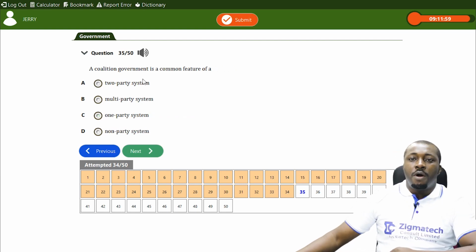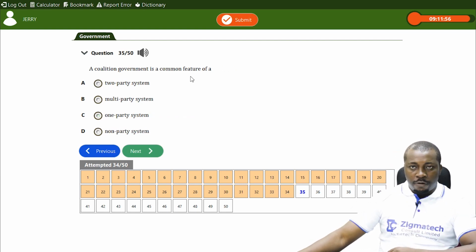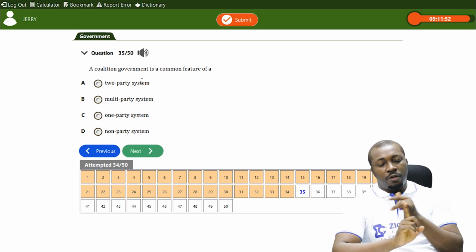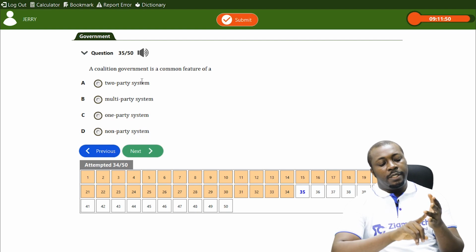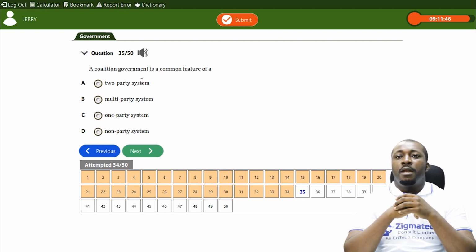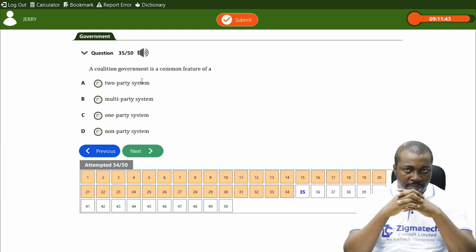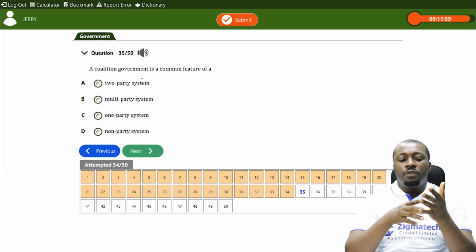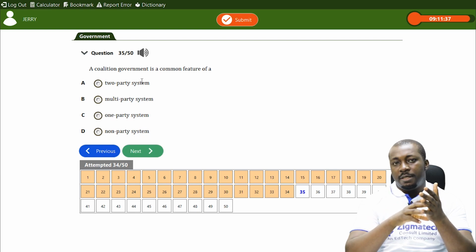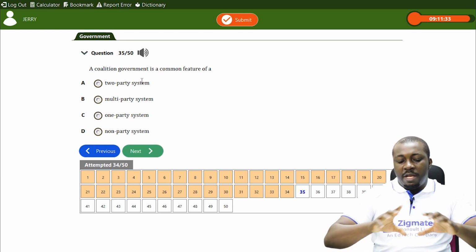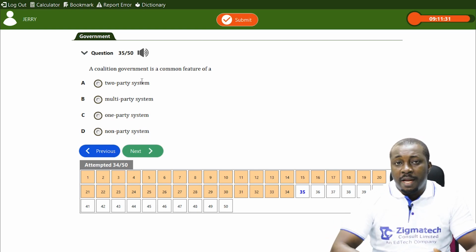Now, the next question: coalition government is a common feature of... Now, this question tests your knowledge of what coalition government is. So it tests your knowledge of a particular system of government. Now, what is a coalition government? A coalition government is a government where two political parties merge to be able to obtain majority of the seats in the parliament in order to form a government.